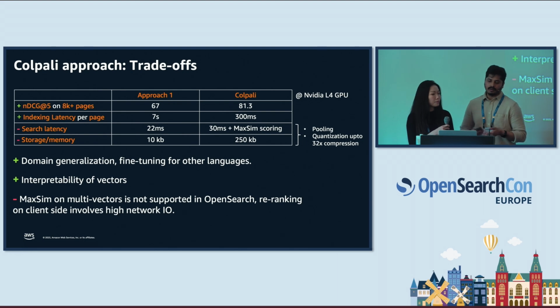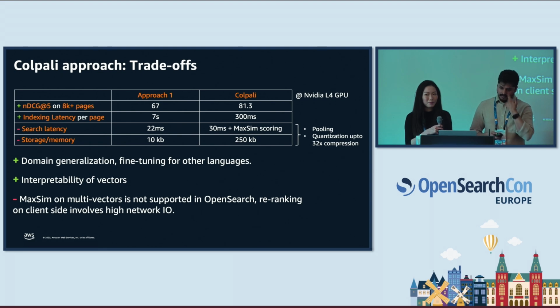OK, so I haven't benchmarked it based upon some number of pages. This is a table from the authors directly. For example, they did approach 1 and the ColPali approach. If you see the indexing latency, that's where all the computations go. It's 7 seconds per page in approach 1 versus 300 milliseconds in approach 2. That itself explains how computationally heavy approach 1 is on the indexing side.